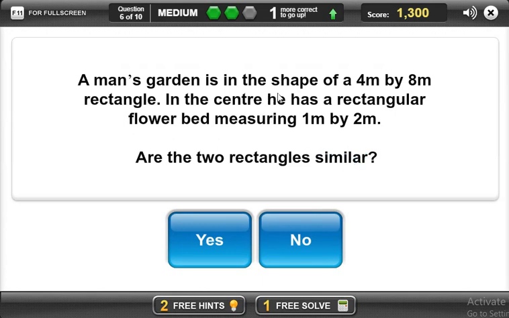A man's garden is in the shape of a 4 metre by 8 metre rectangle. In the centre is a rectangular flower bed measuring 1 metre by 2 metres. Are these two rectangles similar? Well, we can look at this from 1 to 4, we're multiplying by 4, and from 2 to 8 we are also multiplying by 4, so they are similar.